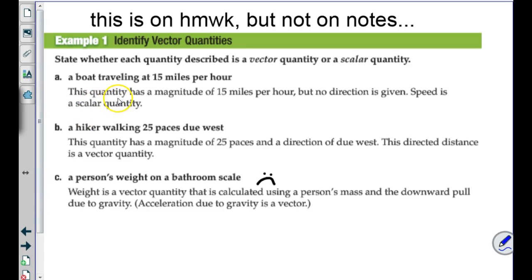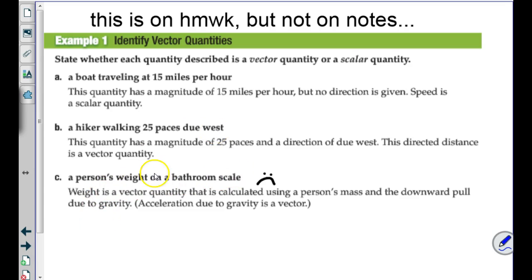So here's some practice on this. A boat traveling 15 miles an hour, is that a vector? Does it have magnitude and direction? No direction, okay? A hiker walking 25 paces due west. Magnitude could be 25 paces. It's a unit of measure, we don't care. And direction is due west, okay?